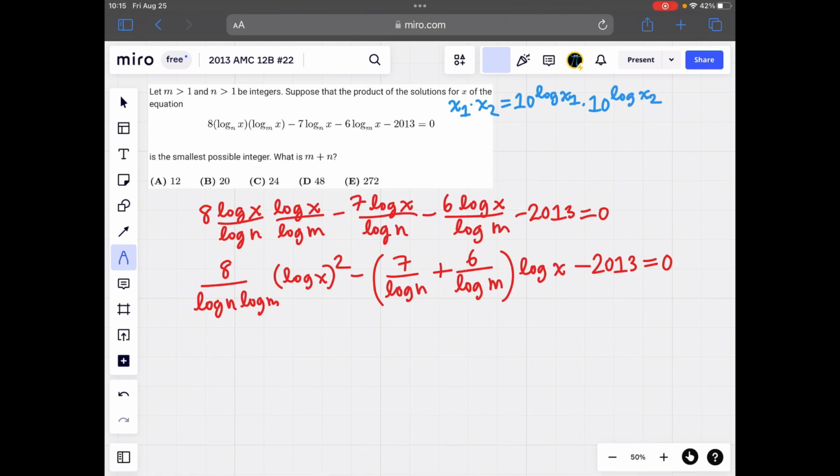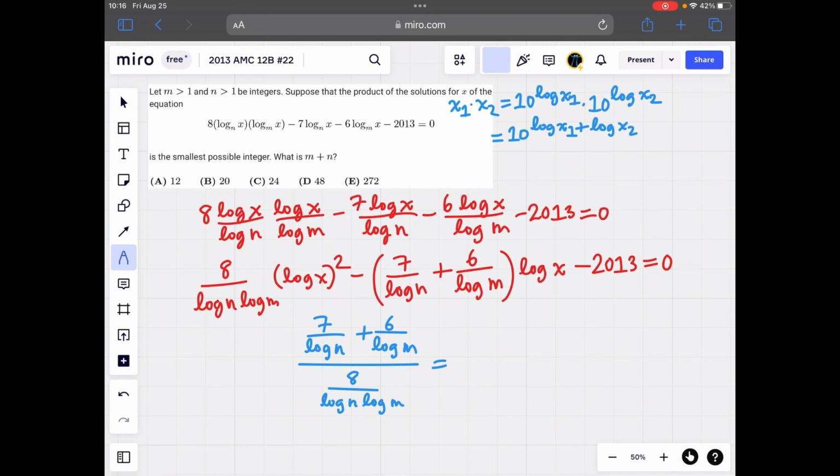And to see why it's related to the sum of the solutions for log x, this is simply equal to, if you use your exponent rules, 10 to the power of log x1 plus log x2, which are the two solutions for log x. So we can use Vieta's formulas in this quadratic polynomial over here to find the sum of the solutions for log x. And that is just minus b over a, which is 7 over log n plus 6 over log m, over 8 over log n log m.